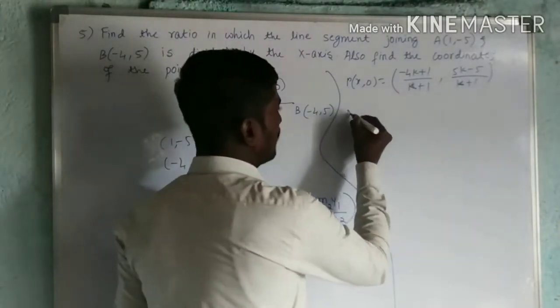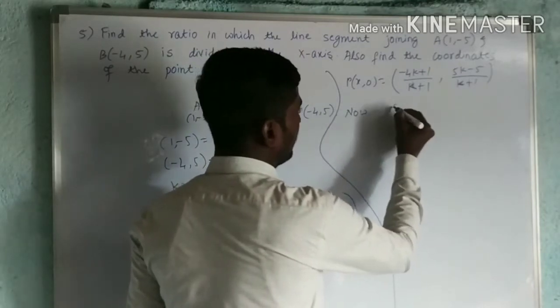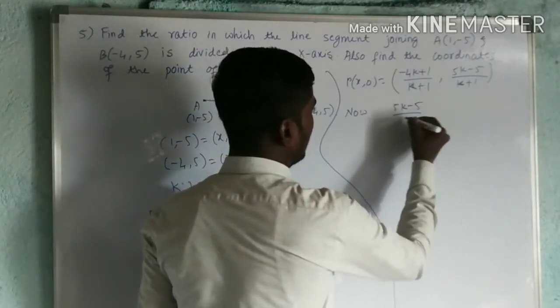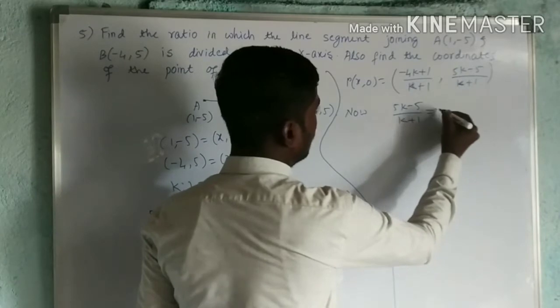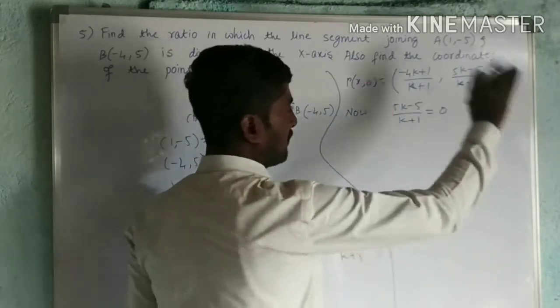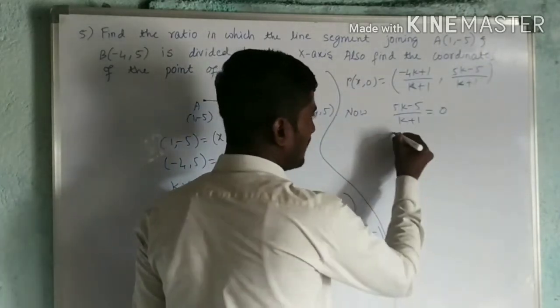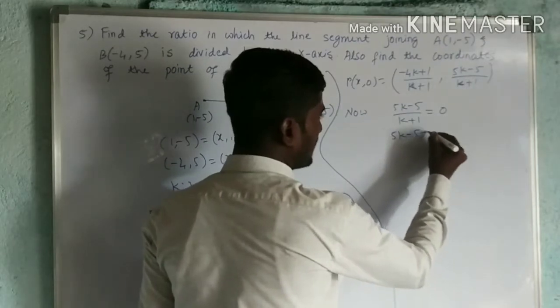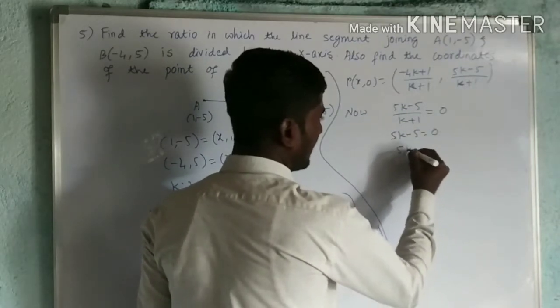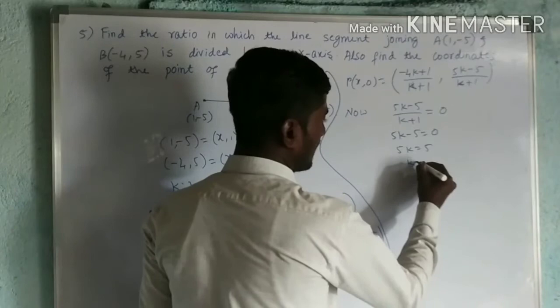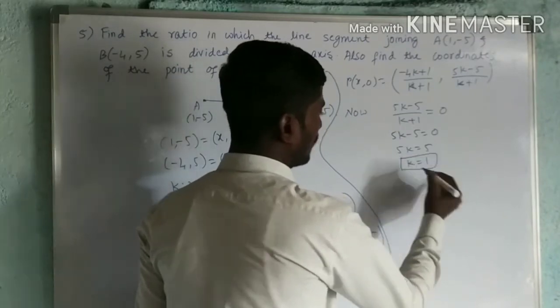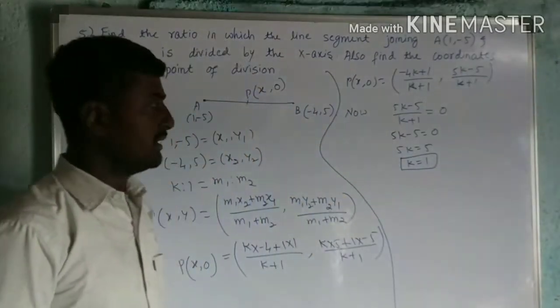Now 0 is equal to (5k minus 5) divided by (k plus 1). Now k plus 1 goes to the other side, it will be 0. It means 5k minus 5 is equal to 0, 5k is equal to 5. So here I am getting k is equal to 1. Okay.